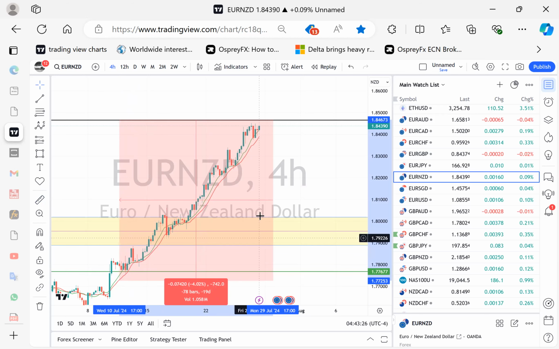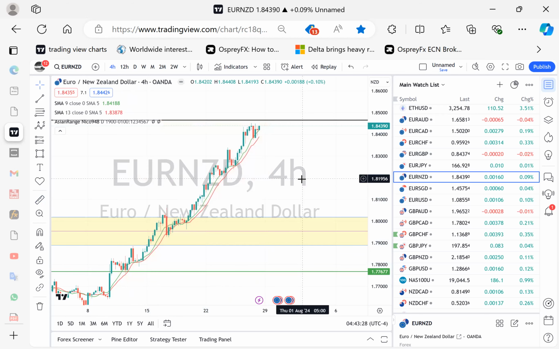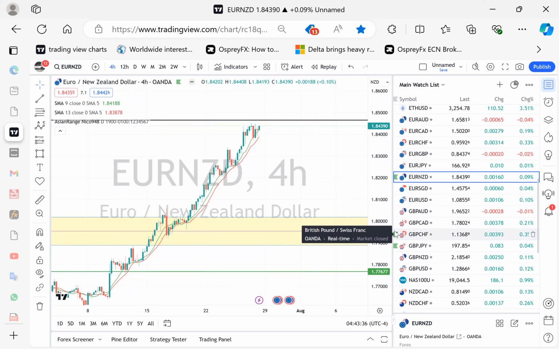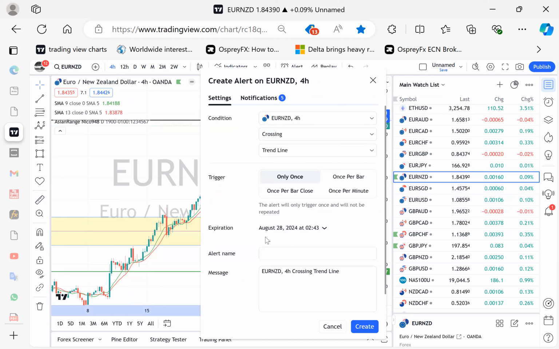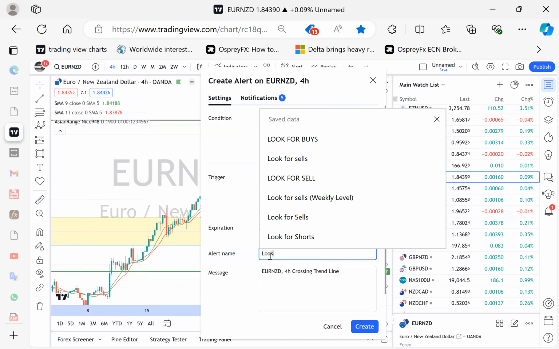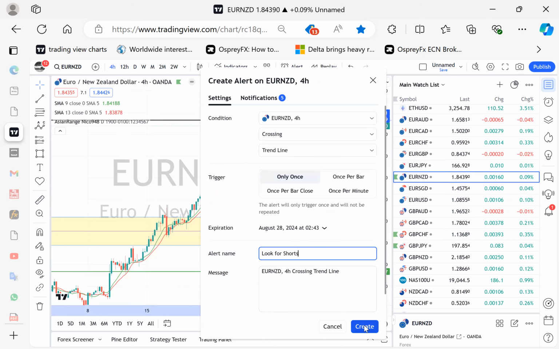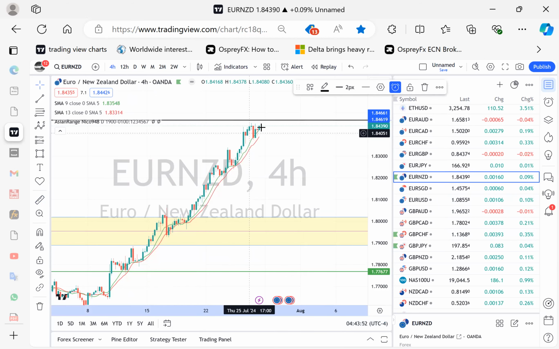So this would be another pair that I am interested in, right? So that gives me 3 different pairs that I can monitor throughout the week. Now, if I wanted to, I could highlight this line, I could set an alert, look for shorts, right? Create that alert. Now, when price hits that line, it's going to tell me, okay?